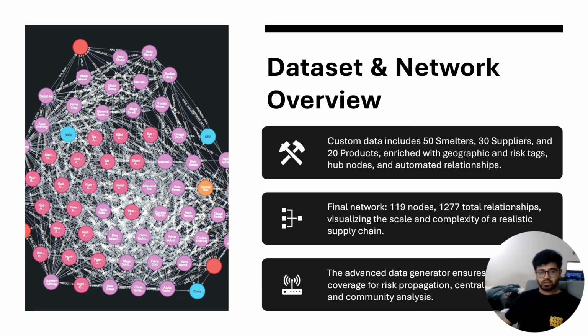So these are the nodes which are then connected by relationships like supplies, produces, or located in, from the different attributes that I already talked about. A supplier node may supply a smelter, or a product may be produced from a given factory. These relationships bring a graph to life.